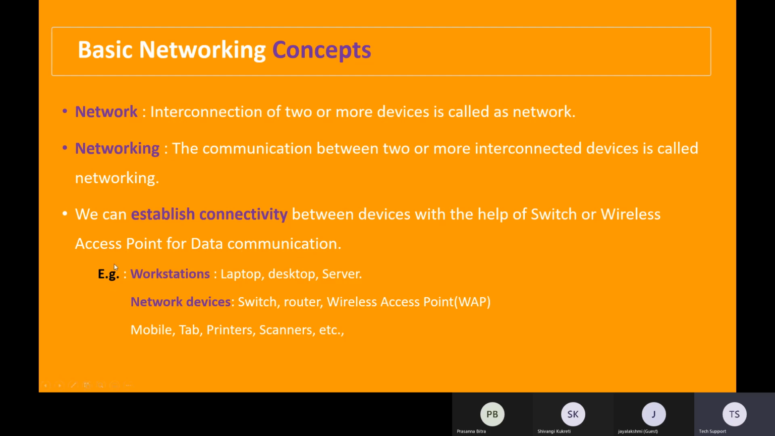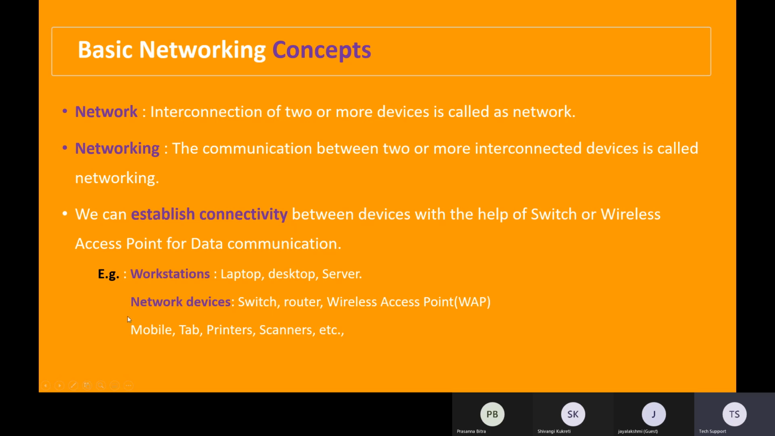So I gave an example of what our network devices and normal system devices are. Those devices we can call workstations. A workstation can be a laptop, desktop, or server, and a server can be a physical server, a virtual server, or an ESXi server, anything. And we have many network devices. I've written a few of the important network devices, which are a switch, a router, and a wireless access point. These are all networking devices.